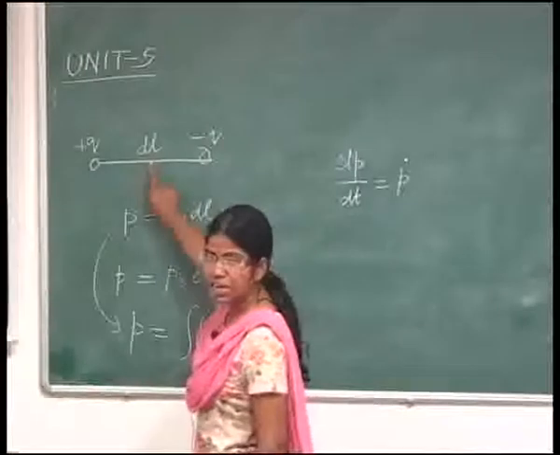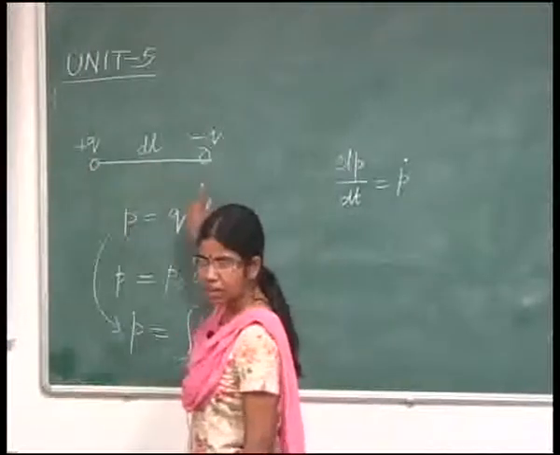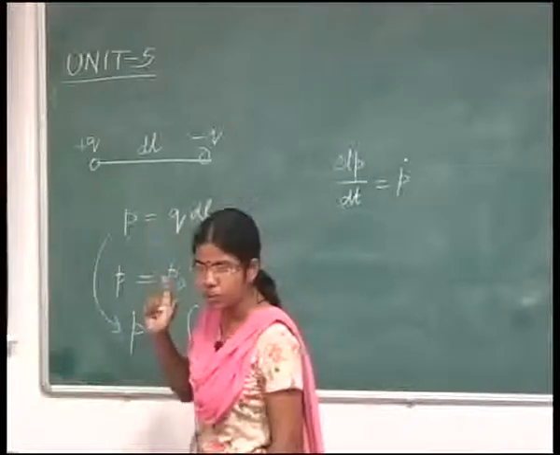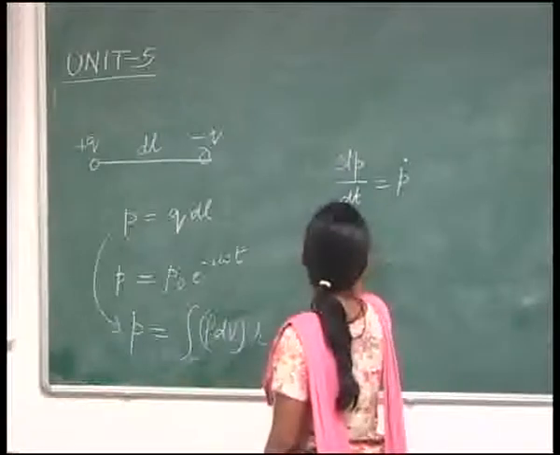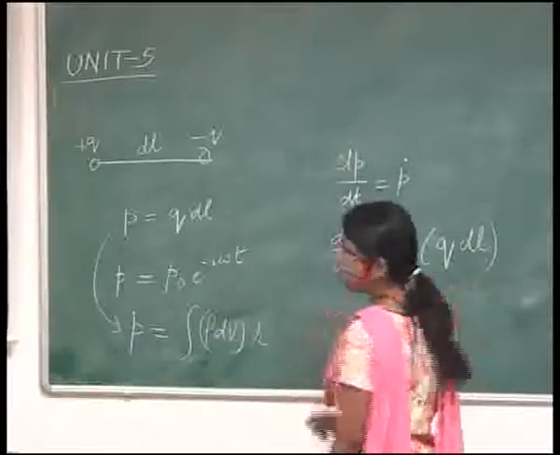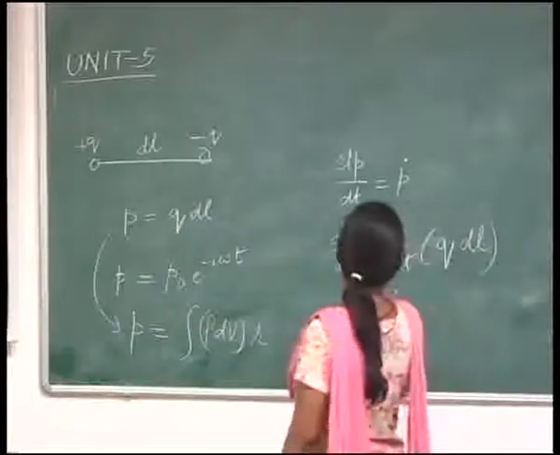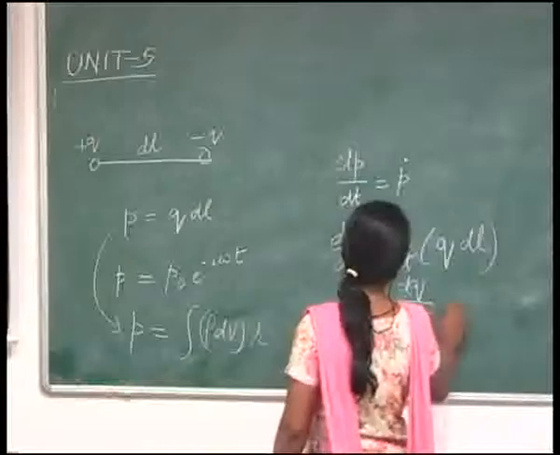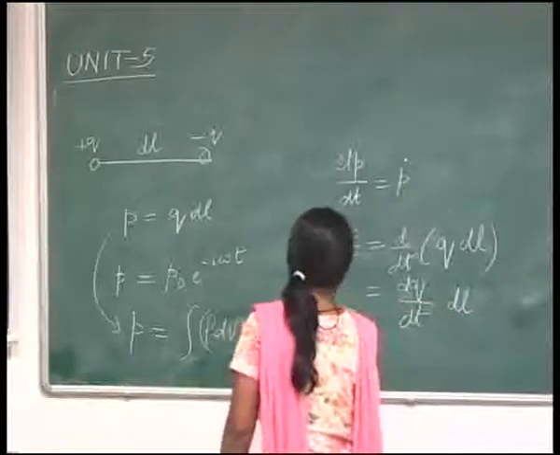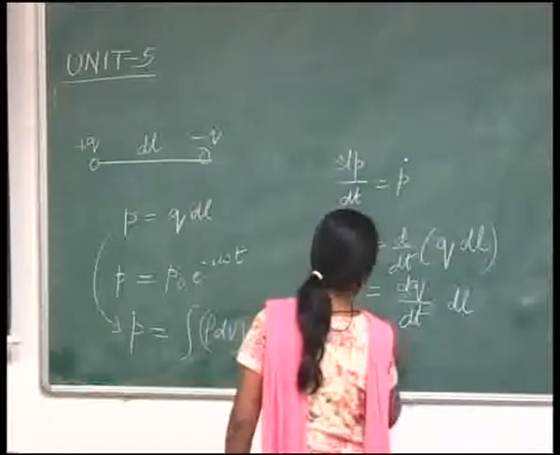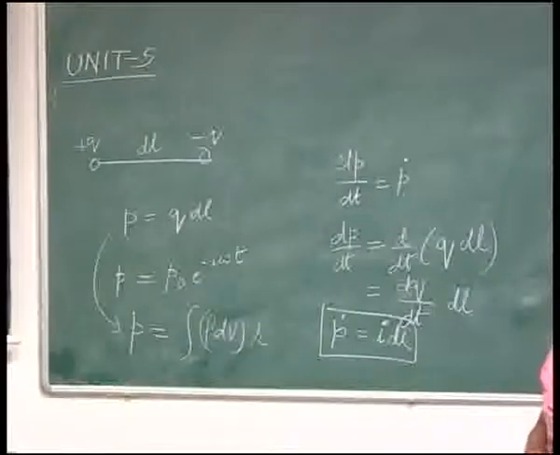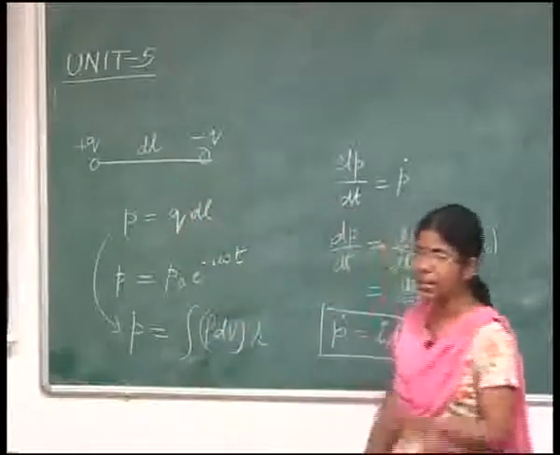Now, if this dipole is oscillating, it means this charge is oscillating. The distance between them is not going to change. So, if I do dP by dt here, what do I get? I get d by dt of q dl, or I get dq by dt into dl. What is dq by dt? It is the current I. So, I get that P dot is equal to I dl. So, it means the rate of change of dipole moment is equal to the current element in this wire. I dl I will call the current element.